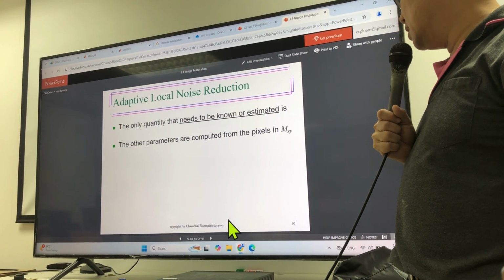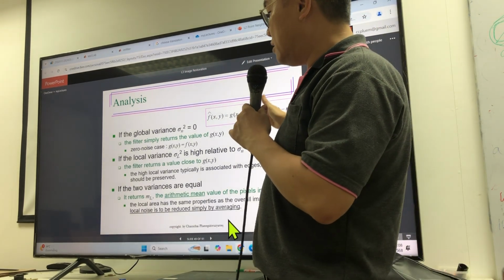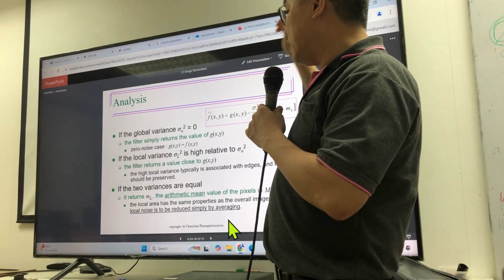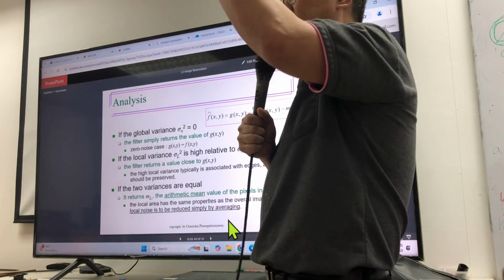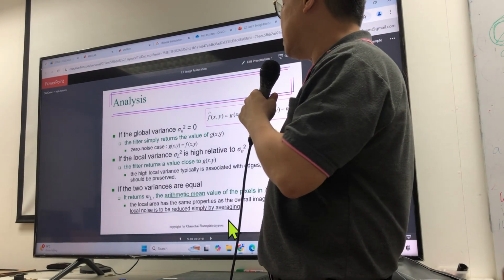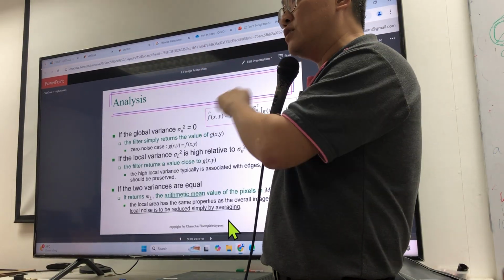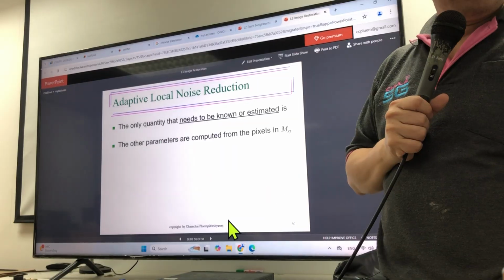In this case, you return ML, which is the local mean, the arithmetic mean. So in theory, this is what they come up with. You can get rid of the noise depending on where the window is. If the window is at the edge, you return G. If the window is not at the edge, you return the average. You get rid of the noise that way.